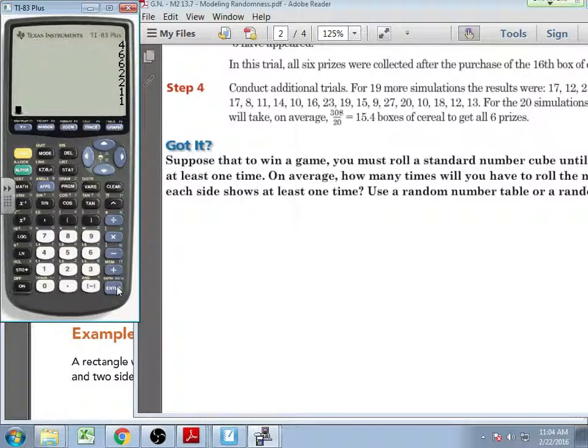How many simulations do we do? Really as many as we can. We want to compare data across the board.